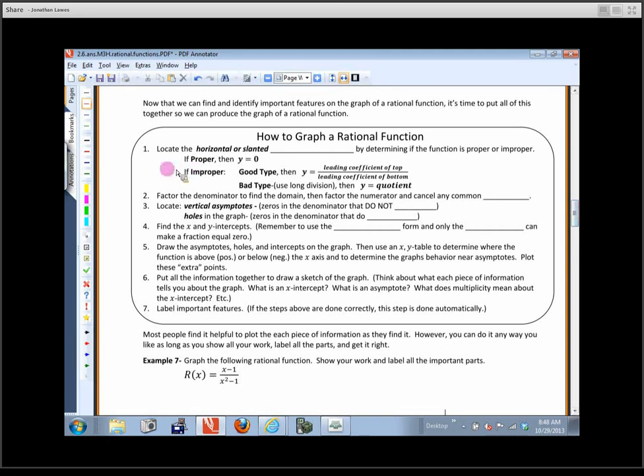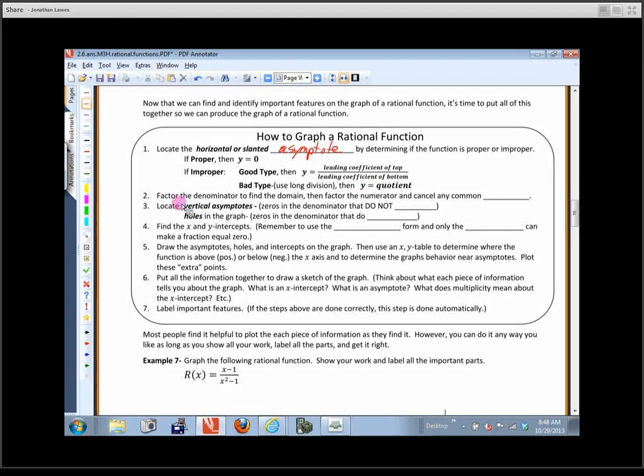Okay. The first thing is locate horizontal or slanted asymptotes. So go ahead and spell that, so you've at least done it once. I think I spelled it every other time for you. So it's asymptote, A-S-Y-M-P-T-O-T-E. Very silent M and P there. If it's proper, it's y equals 0. If it's improper, the good type is leading coefficient over leading coefficient. The bad type, you've got to do long division.